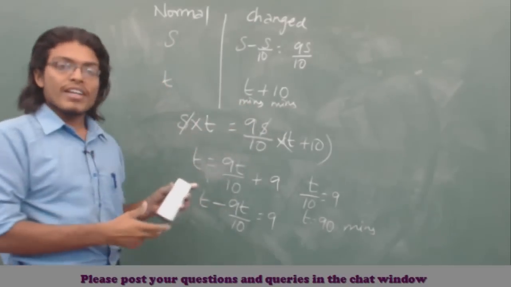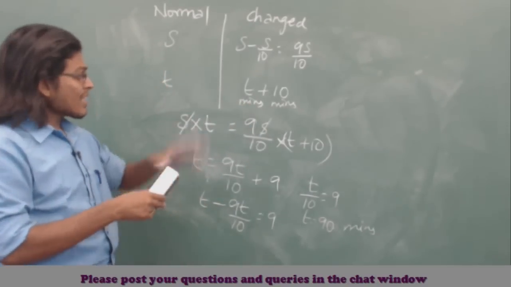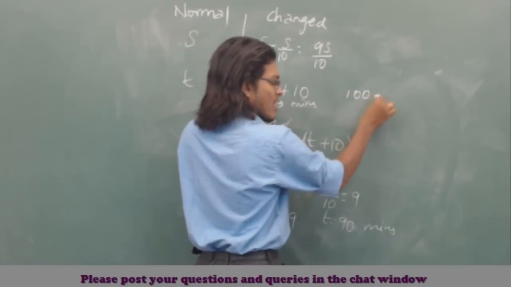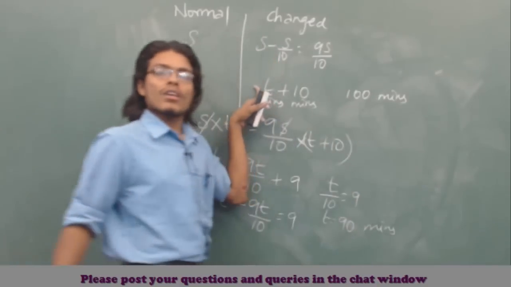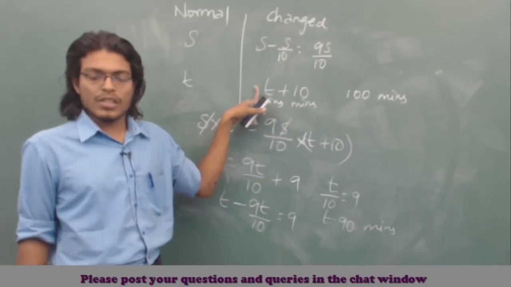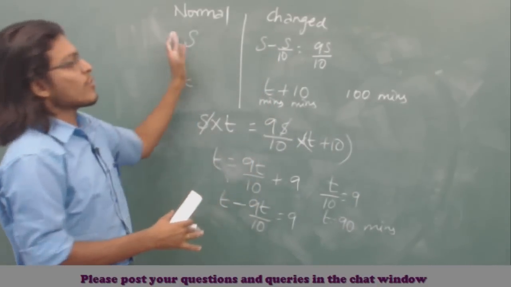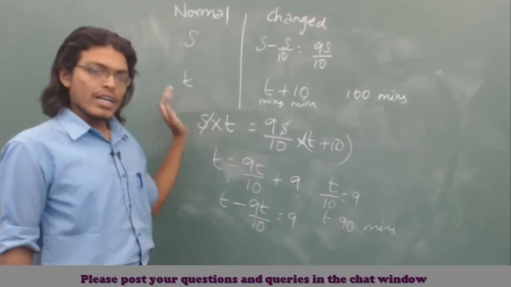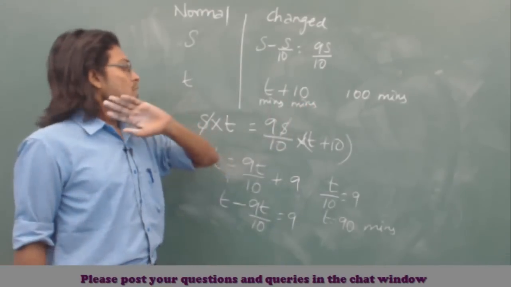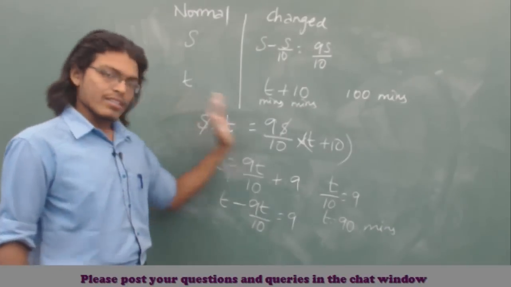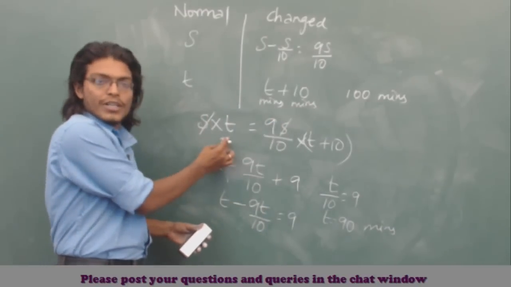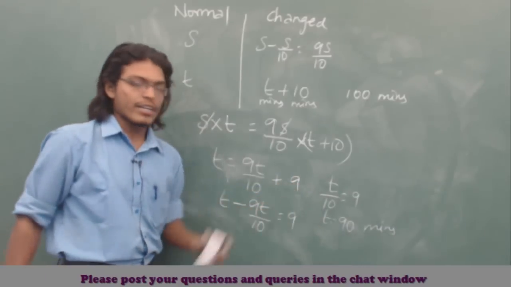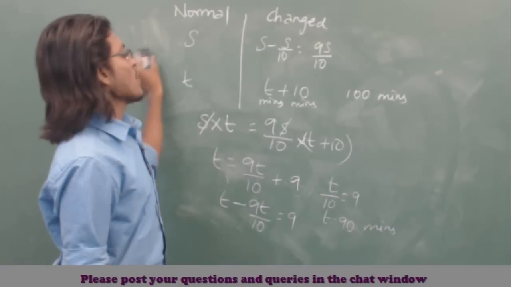Sometimes they will ask you, what is the time taken at the changed speed? So it is 90 plus 10, 100 minutes. Right. So you have two journeys' data, and you have to find out which one is constant, the speed, the distance or the time. So now we find that the distance is constant. Distance is equal to speed into time, and distance is equal to speed into time. So you equate it, and you find t is equal to 90 minutes. Okay.